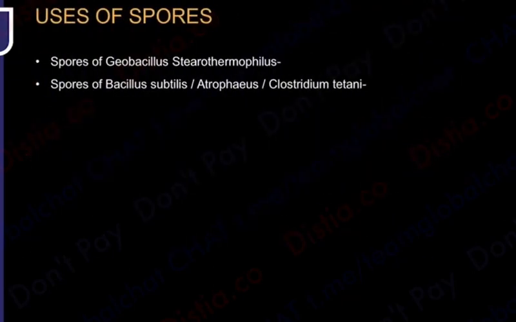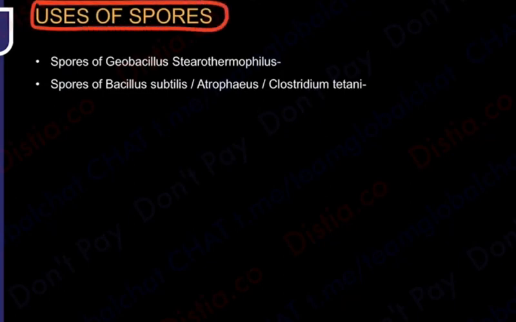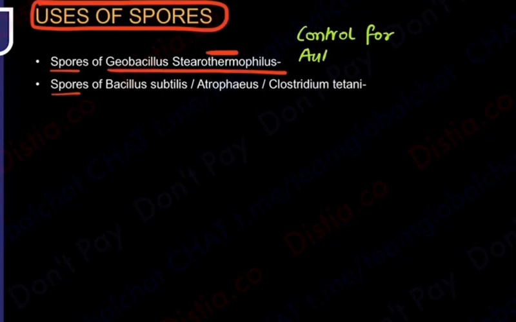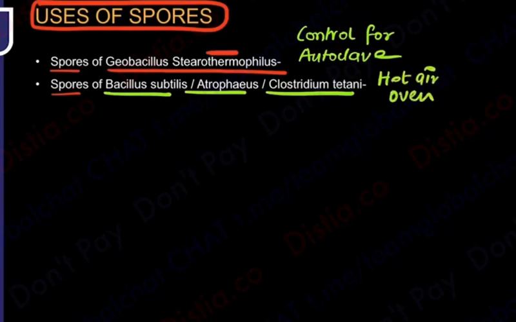Not right now, but in a while I will also tell you that spores are very important, because spores are quite tough. They are the resting forms. They have formed in unfavorable conditions. So I will use them for the controls. Like the spores of Geobacillus stearothermophilus, meaning they can survive very high temperatures. I will use them as a control for autoclave to see if my autoclave in the department is working well. Similarly, spores of Bacillus subtilis, atrophaeus or Clostridium tetani I will be using as a control in a hot air oven. Even if you're not getting this concept right now, never mind, the next chapter is going to be sterilization, disinfection, you'll understand. The only thing is that yes, spores are used as a control for a lot of sterilization, disinfection techniques.